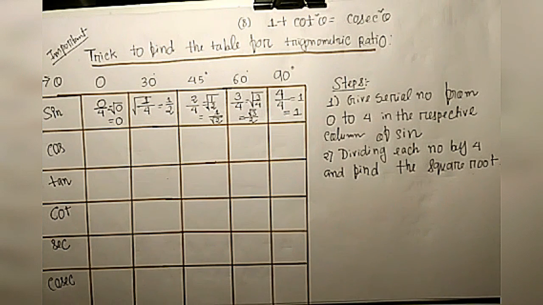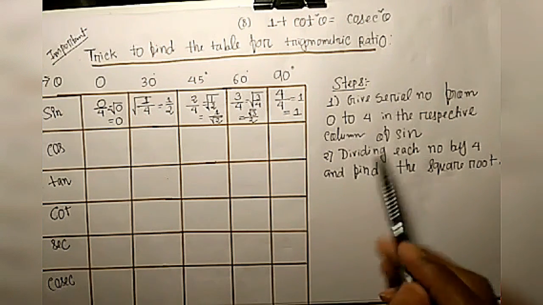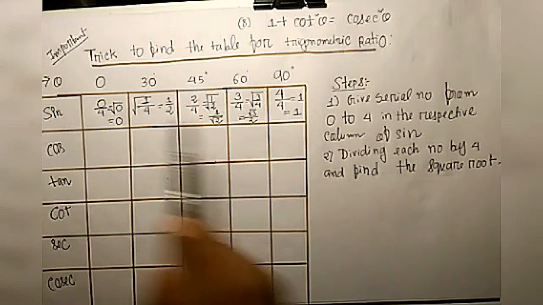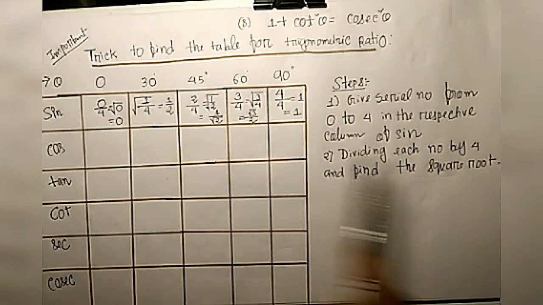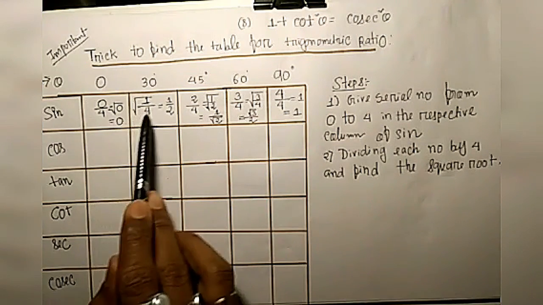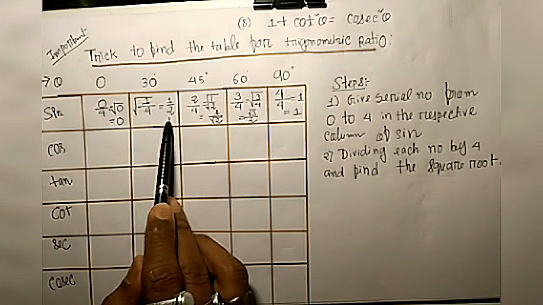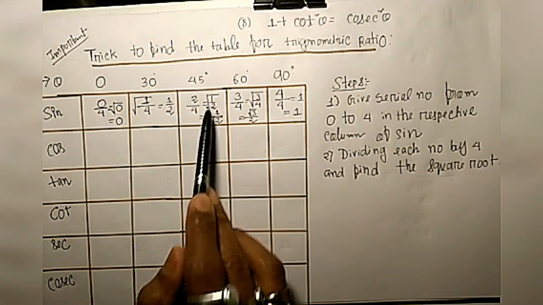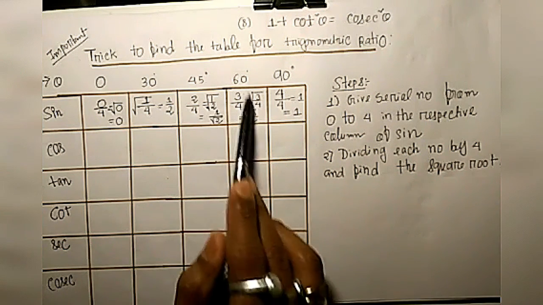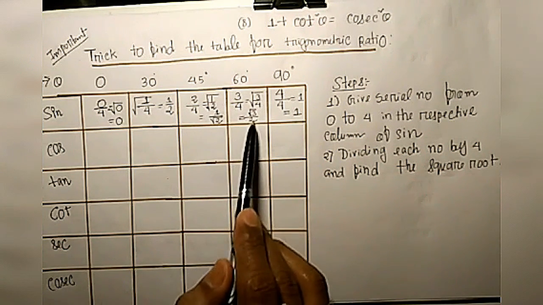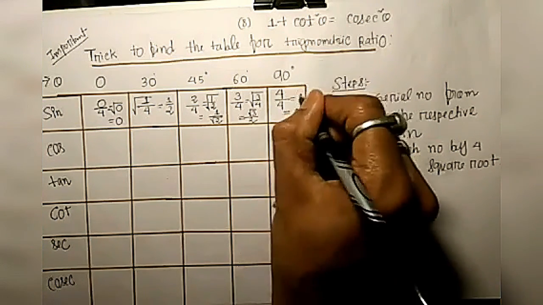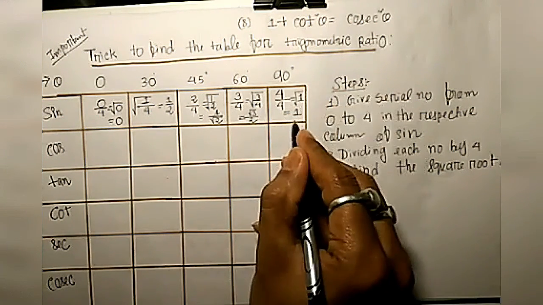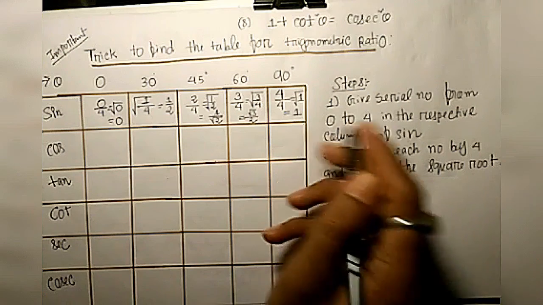So what are the values of sine? 0, 1 by 2, 1 by root 2, root 3 by 2 and 1. So dividing the serial number by 4 and finding the square root. Square root of 1 is 1.